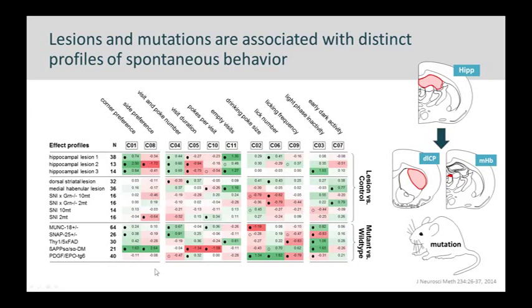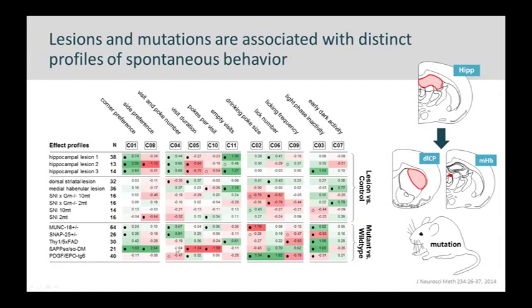Now an interesting question is, if we have a line of mutant animals that we test for the first time in IntelliCage, what changes of spontaneous behavior during the free adaptation phase do we see in comparison to the wild-type controls? That's the data that are shown here in the bottom part of this table.